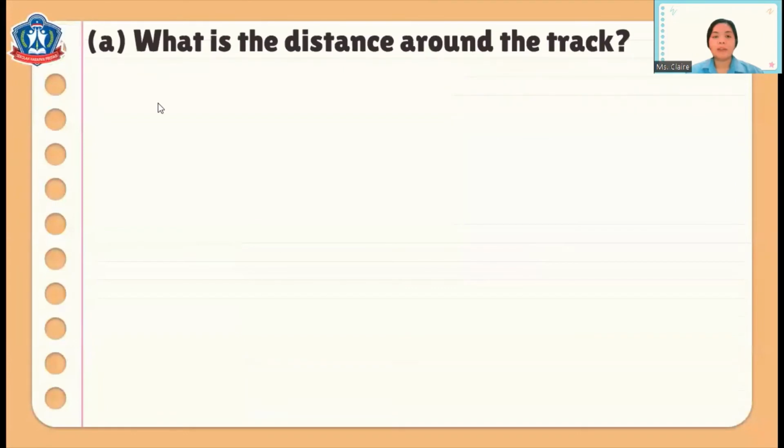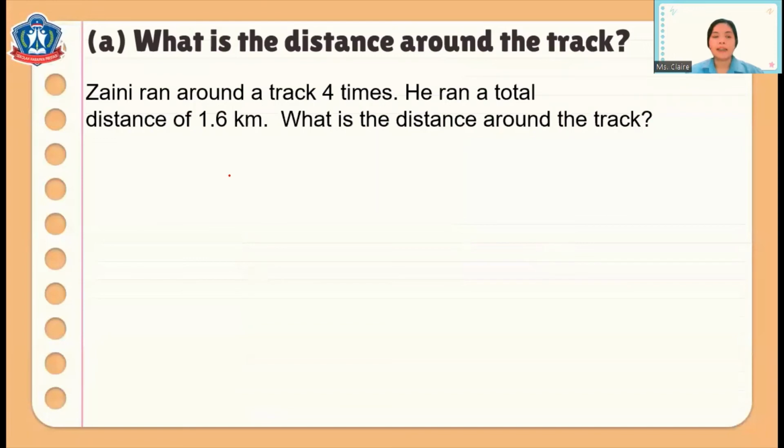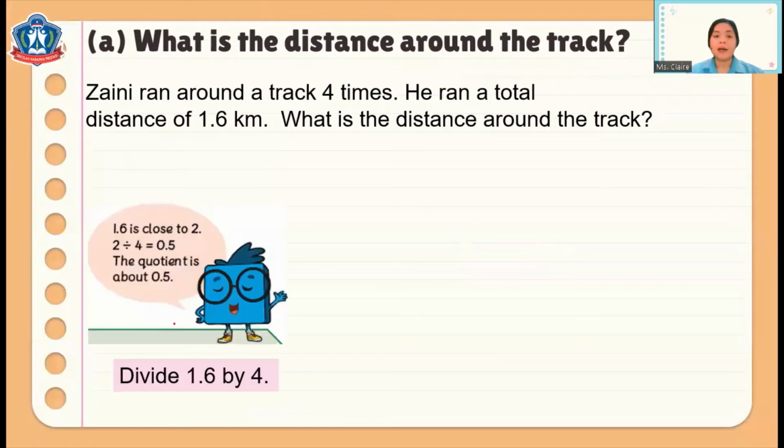Okay, now we have some problem here. What is the distance around the track? Zaini ran around the track 4 times. He ran a total distance of 1.6 kilometers. Therefore, what is the distance around the track? We will just divide 1.6 by 4. 1.6 is close to 2. Divided by 4, that is 0.5.